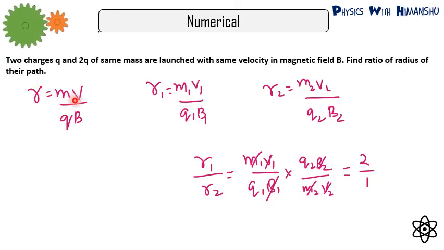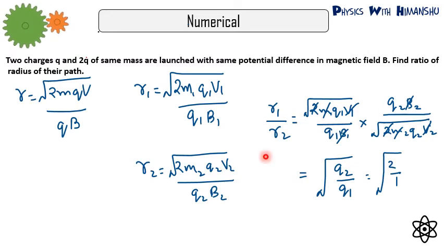So R is mv upon qB. So R1 will be m1 v1 upon q1 B1, R2 will be equal to m2 v2 upon q2 B2. So we'll divide both these equations. See, mass is the same, so it will cancel out. Magnetic field is the same, so it will cancel out. Velocity will be the same, so it will cancel out. So the ratio is q2 by q1, that is 2 upon 1. So this is how you have to use these formulas to find ratios.